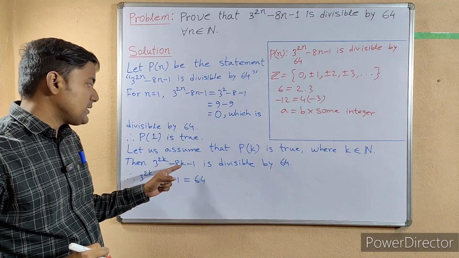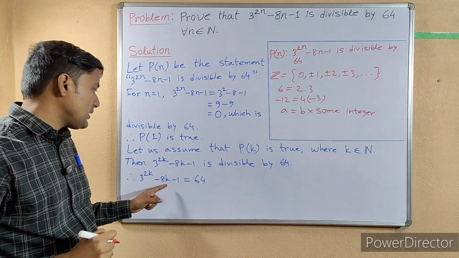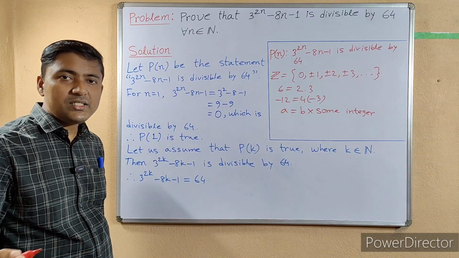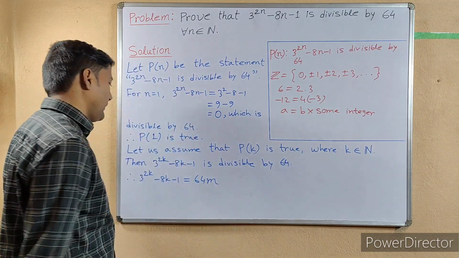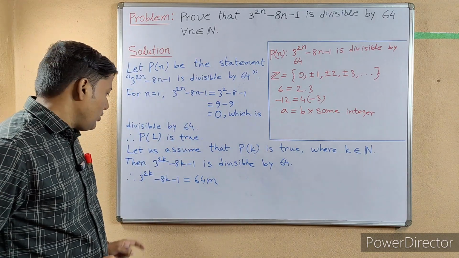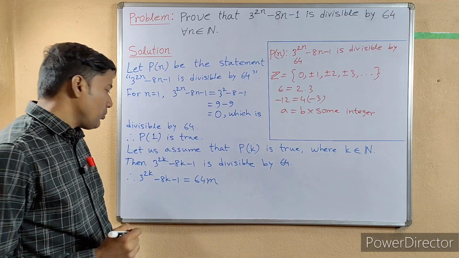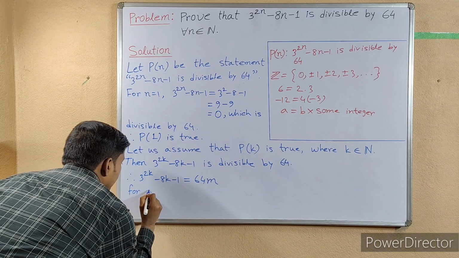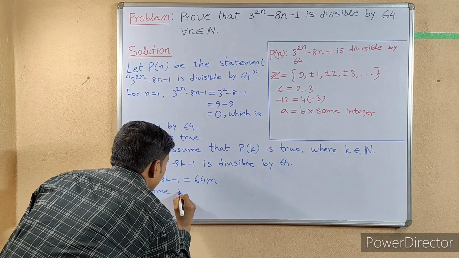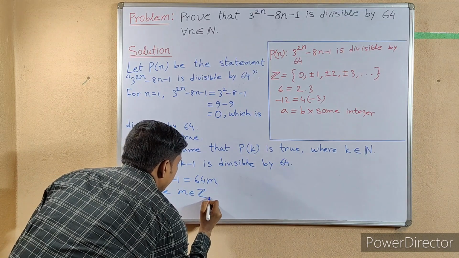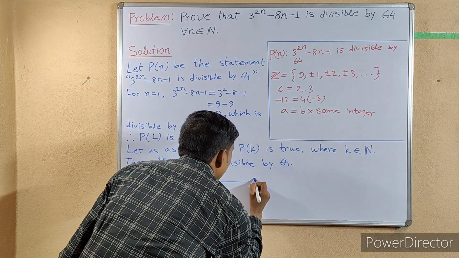Since 3 to the power 2k minus 8k minus 1 is divisible by 64, therefore 3 to the power 2k minus 8k minus 1 equal to 64 into some integer, say m. So we have 3 to the power 2k minus 8k minus 1 equal to 64m for some integer m, that is m belongs to Z. Let's say this is number 1.